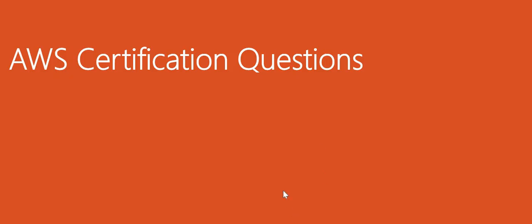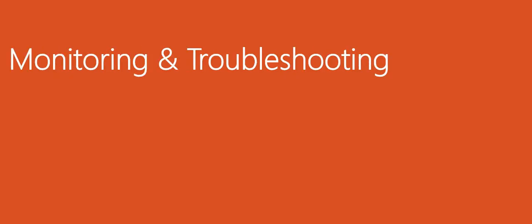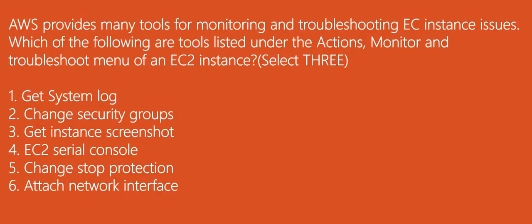In this first episode of the series, I am showing the questions related to monitoring and troubleshooting of EC2 instances in AWS. Now the first question is: AWS provides many tools for monitoring and troubleshooting EC2 instance issues. Which of the following are tools listed under the action Monitor and Troubleshoot menu of an EC2 instance?